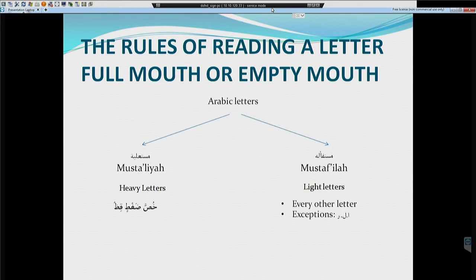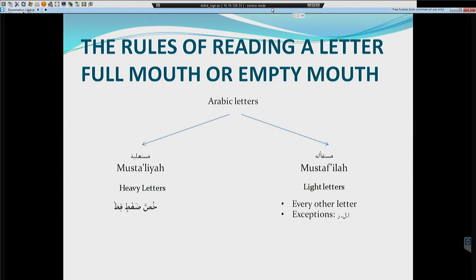7 letters that, unconditionally, will be read with a full mouth. Unconditionally. These 7 letters: Kha. If everyone could repeat after me: Kha, Sad, Dad, Ghain, Ta, Qaf, and Dha. The easier way to remember this is Khussa Daghtin Qidh. Everyone repeat, Khussa Daghtin Qidh.